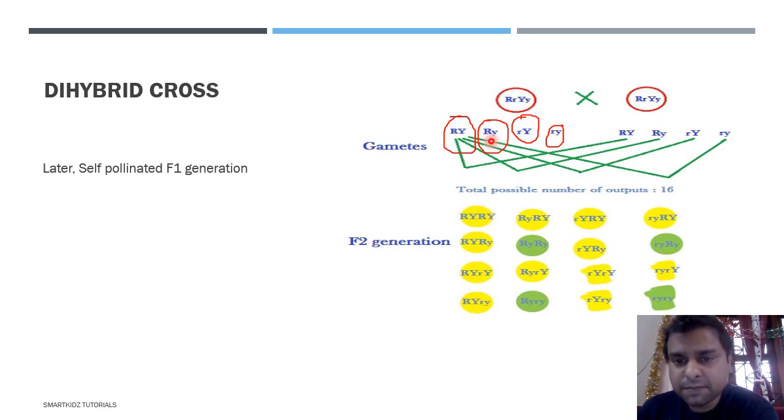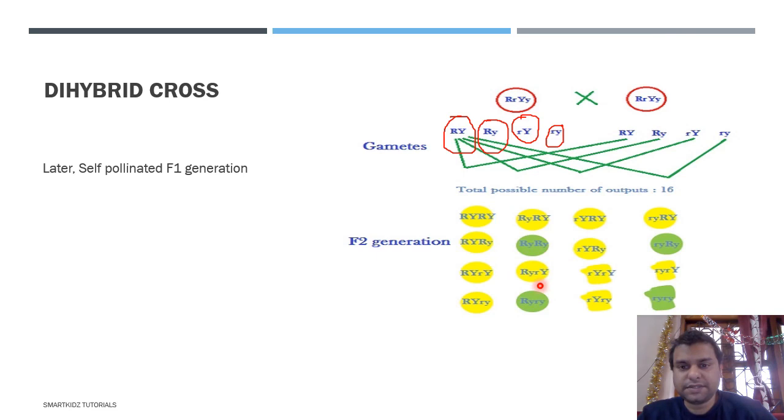Next, when we combine capital R small y with capital R and capital Y, once again we get round and yellow seeds. But when capital R small y is combined with capital R small y, we get round but green seeds, because we see there are two small y's.